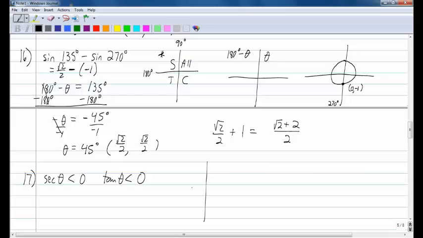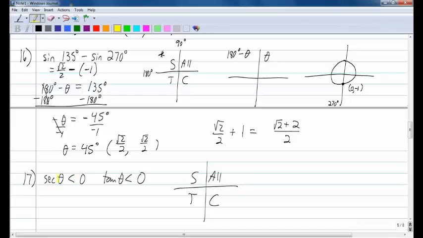Alright, easiest way to do that, write down your Salty Sea chart. And remember, this means all trig functions are positive in the first quadrant. Sine and its reciprocal cosecant are positive in the second quadrant. Everything else is negative. Tangent and its reciprocal cotangent are positive in the third quadrant. Everything else is negative. And in the fourth quadrant, cosine and its reciprocal secant are positive. Everything else is negative.